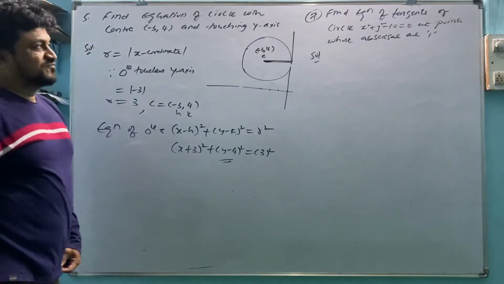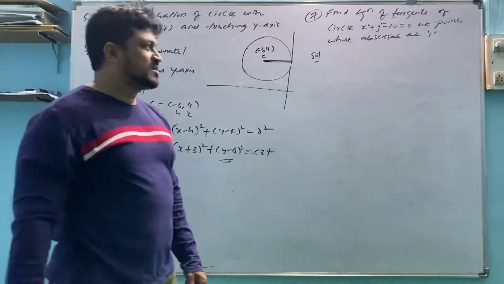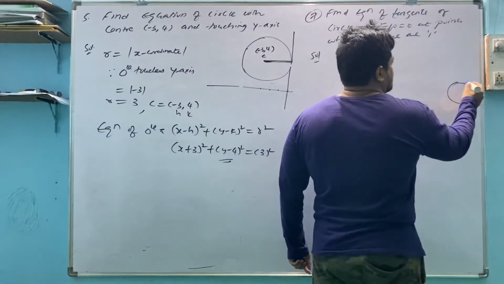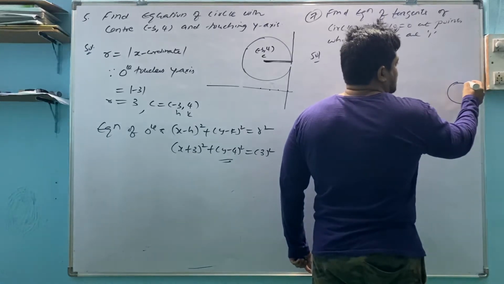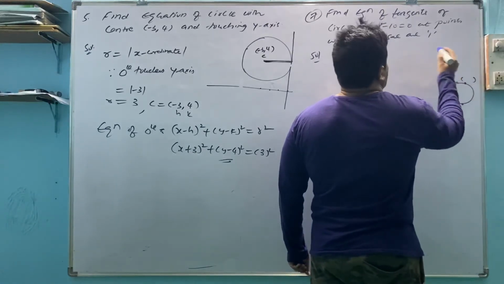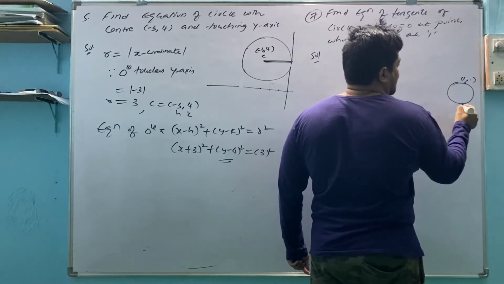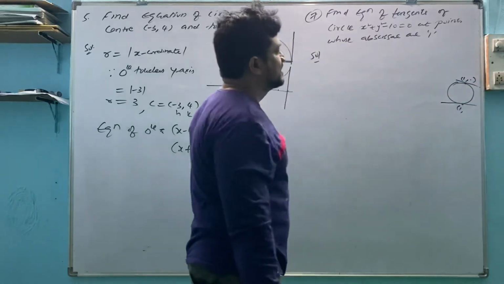Find the equation of tangents of the circle at the points of abscissa 1. Means what? There are points whose abscissa are given to us. How much? 1. Abscissa, ordinate. So 1 is given. We have to find the equation of these tangents at those points.